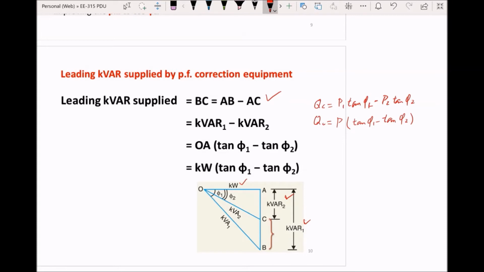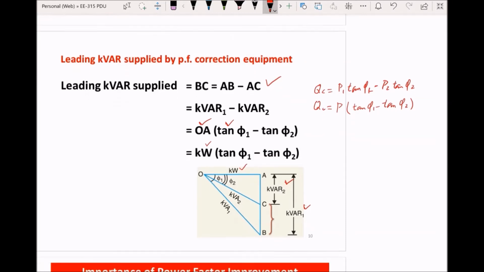But now in this case, we are going to derive the same expression using the power triangle. So what we do is we just apply a simple Pythagoras theorem where the reactive power is equal to the active power times the tan of the phase difference. So this OA is the P, times the tan phi 1 minus tan phi 2, and that can be represented in the form of kilowatt. So this is how we can also derive the same expression for the reactive power or the leading reactive power. It was actually drawn by the capacitor, so that is why it is called leading reactive power.